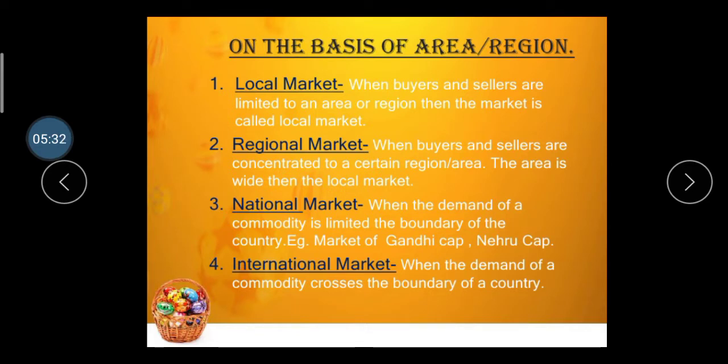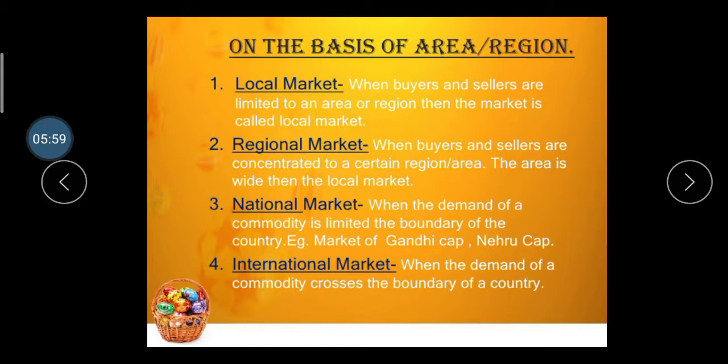So let's see in detail. The first one is on the basis of area and region. The local market, as the name states, is where the buyers and sellers are limited to an area or region. Then the regional market is when the buyers and sellers are connected across a certain region. This area is wider than the local market, so it's called the regional market.